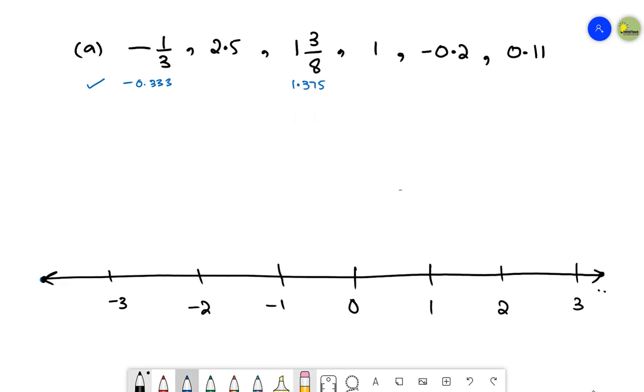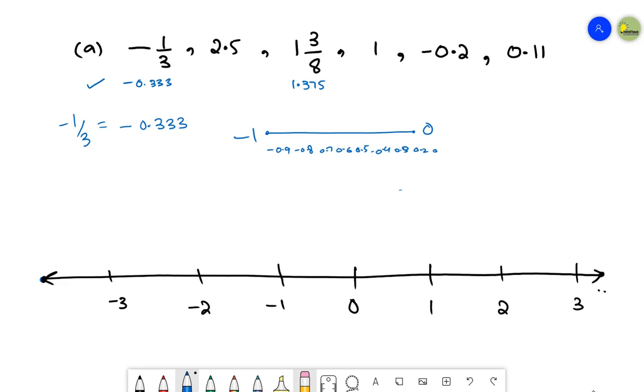Starting from the very first number, that is minus 1 upon 3, which equals minus 0.333. If I talk about the values between minus 1 and 0, they will be minus 0.9, 0.8, 0.7, 0.6, then 5, 4, 3, 2, 1, and then 0. So all these values are going to be over here. It means that minus 0.3 is going to be somewhere over here.